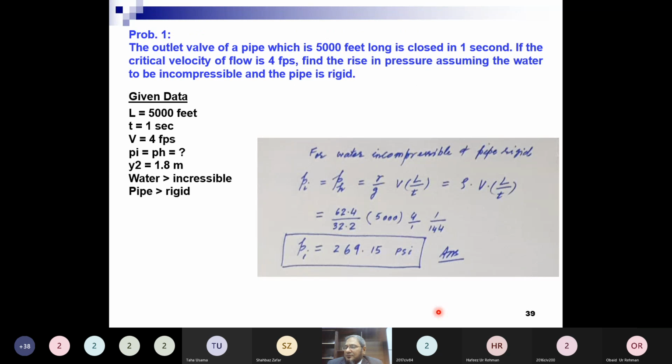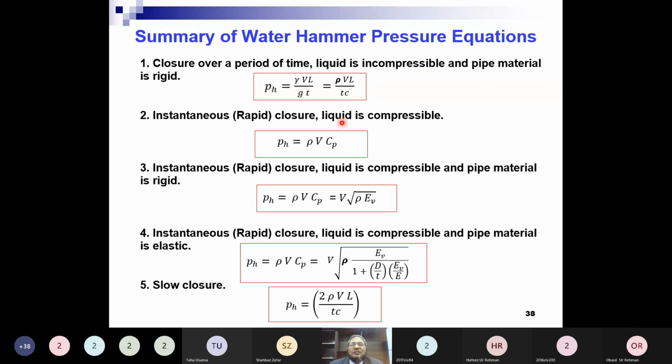So now we have to solve a few numericals. Now problem number one: the outlet valve of a pipe which is 5,000 feet long, so the length of the pipe is 5,000 feet, is closed in 1 second. So valve closure time Tc is 1 second, L is 5,000. And if the critical velocity of flow is 4 feet per second, find the rise in pressure, assuming the water to be incompressible and the pipe rigid. Which equation do we have to apply? First one or the last one? First one, sir. First one, okay.